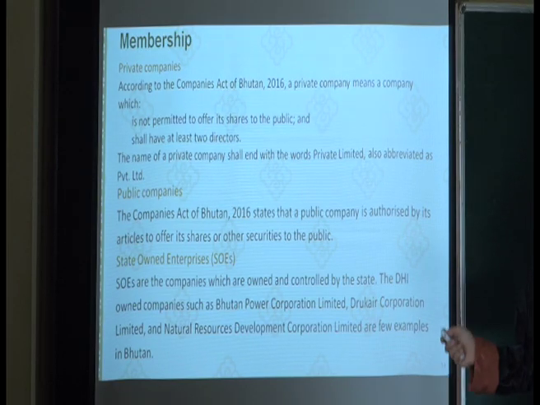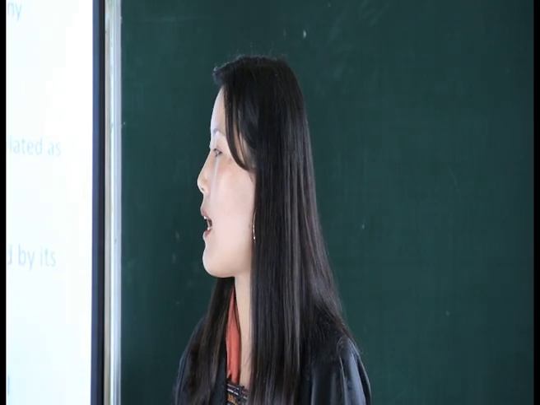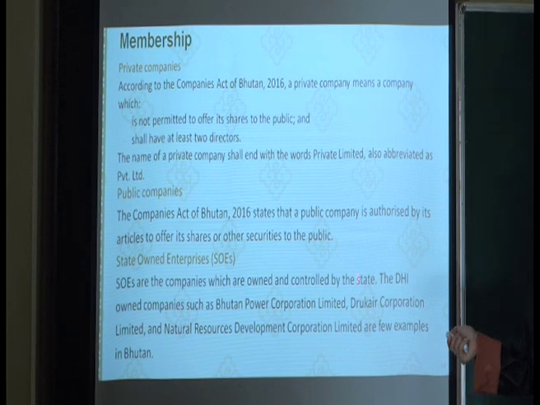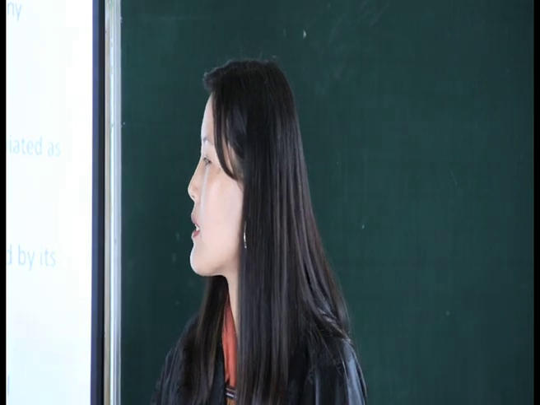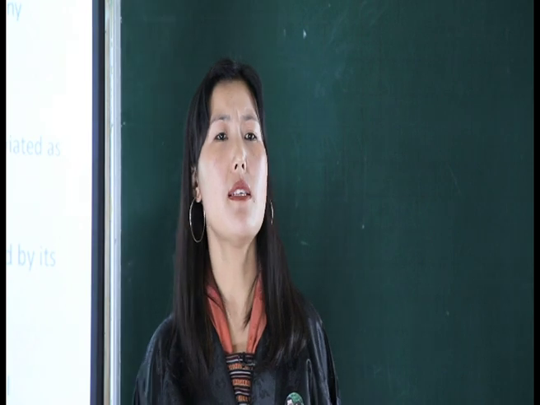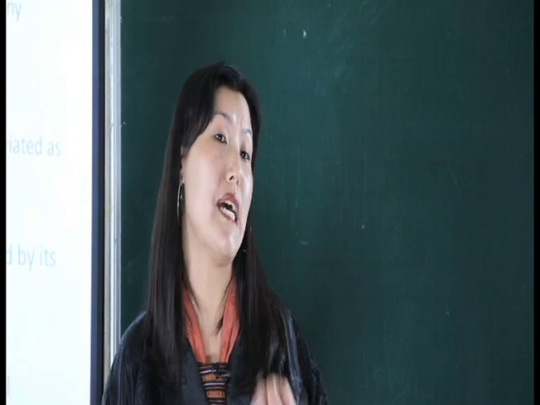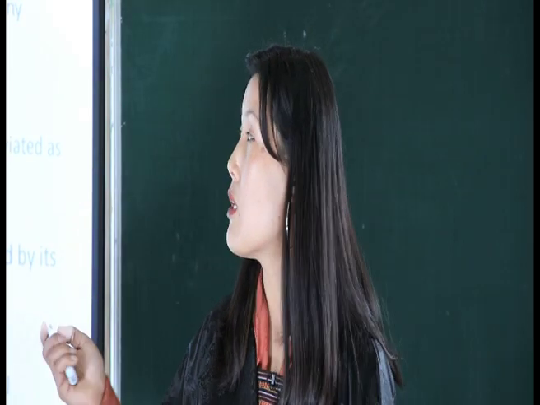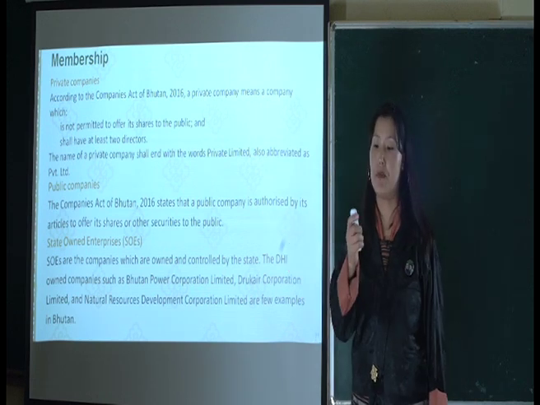Next one is state-owned enterprises. State-owned enterprises are the companies which are owned and controlled by the state. State meaning government. The DHI-owned companies such as Bhutan Power Corporation Limited, Drukair Corporation Limited, Natural Resources Development Corporation Limited are a few examples in Bhutan. These are examples of state-owned enterprises because they are controlled and owned by the state. So students, these are the three types of companies based on membership.